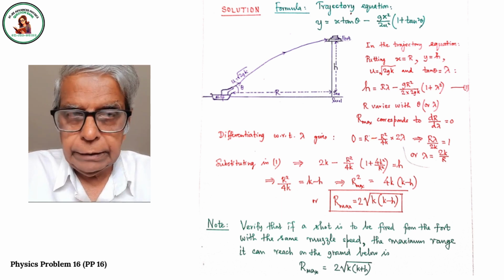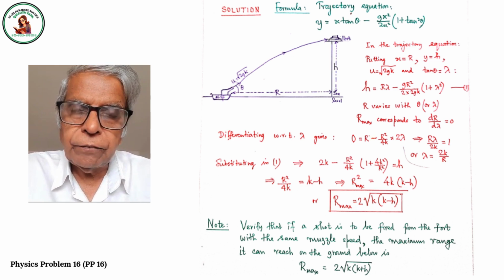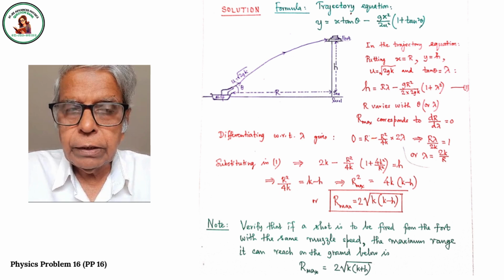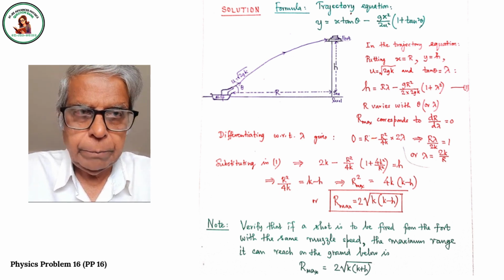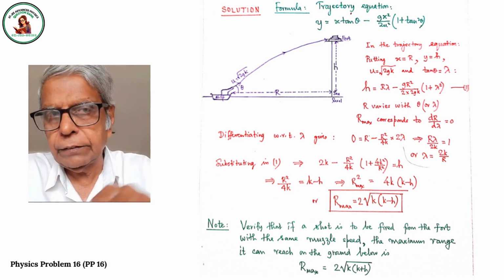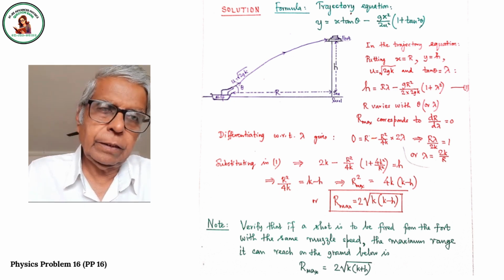In this case, take note that a shot fired horizontally from the fort will not give the maximum range on the sea level below. That you have to take note. Now you can try that. The answer is given at the end of the question.